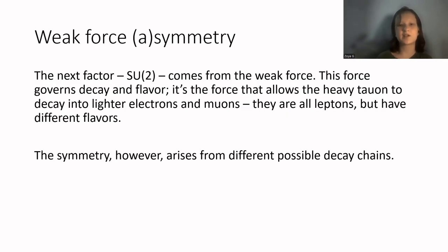Anyways, next factor, SU2, comes from the weak force. This force governs decay and flavor. It's the force that allows the heavy tauon to decay into lighter electrons and muons. All of these are leptons, but have different flavors. The symmetry, however, arises from different possible decay chains or branching fractions, whatever you want to call them.